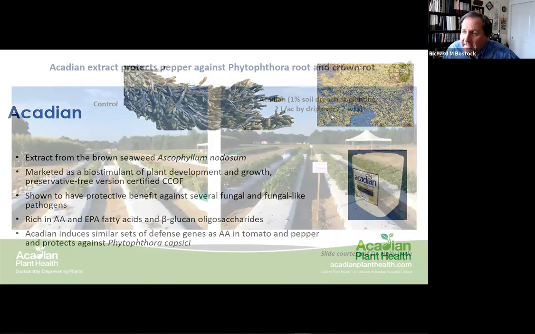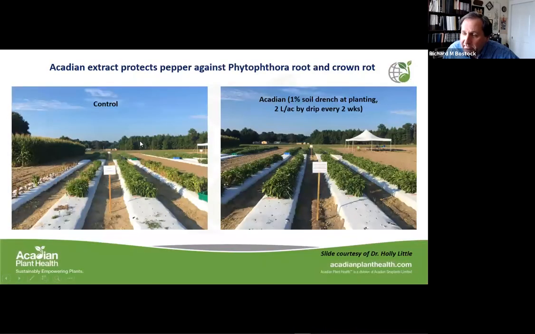And this happens to be some field trials from Acadian, I believe done in North Carolina, but in pepper. You can see control here, and then Acadian in this plot here, applied as a 1% soil drench at planting, and then 2 liters per acre by drip every 2 weeks. So they just put it through a drip system there. It protects against Phytophthora root and crown rot. These are fields, a plot, that has a problem with that.